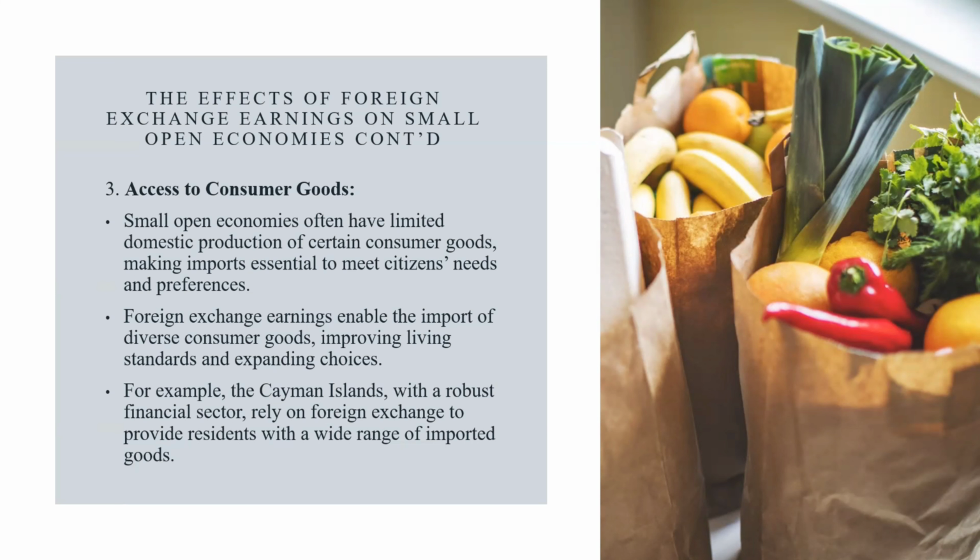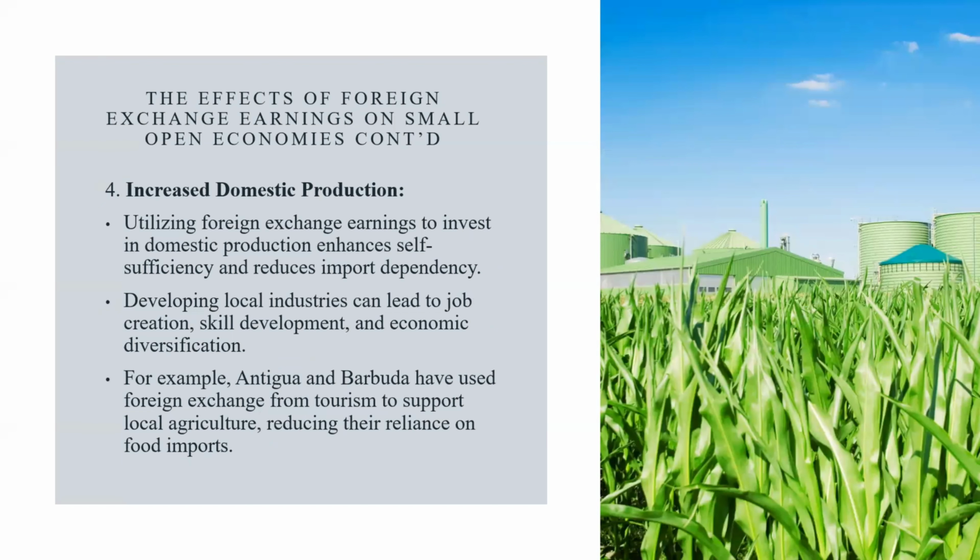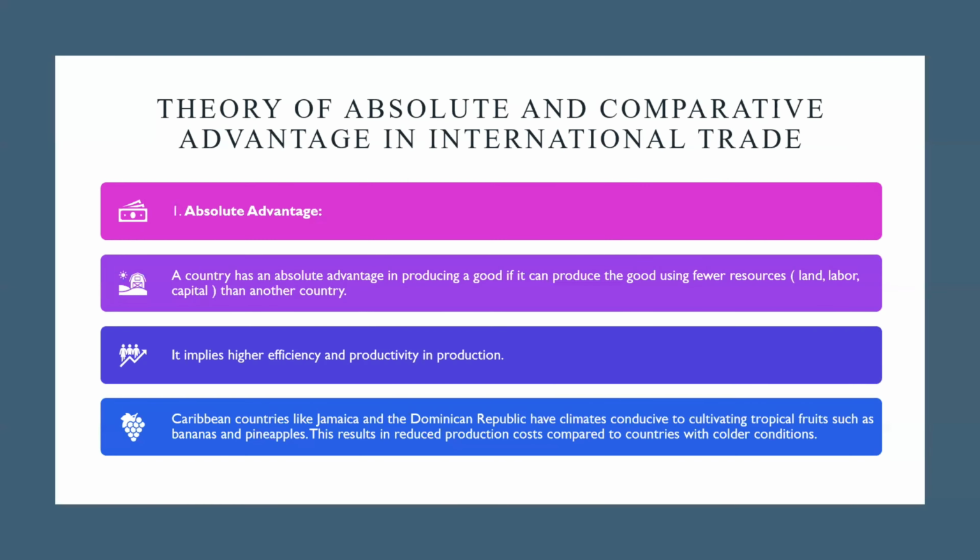We have increased domestic production: utilizing foreign exchange earnings to invest in domestic production, enhance self-sufficiency, and reduce import dependency. Developing local industries can lead to job creation, skill development, and economic diversification. For example, Antigua and Barbuda have used foreign exchange from tourism to support local agriculture, reducing their reliance on food imports. Then we move on to the theory of absolute and comparative advantage in international trade.